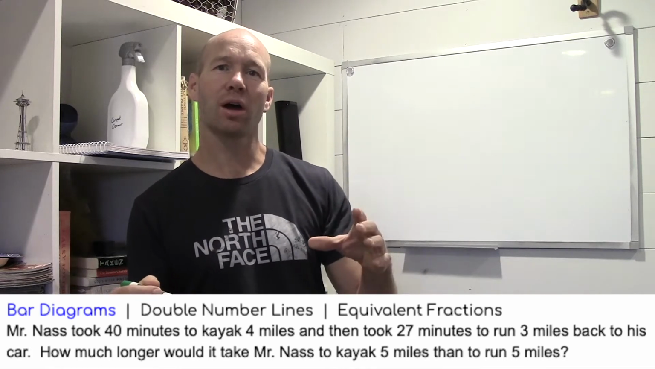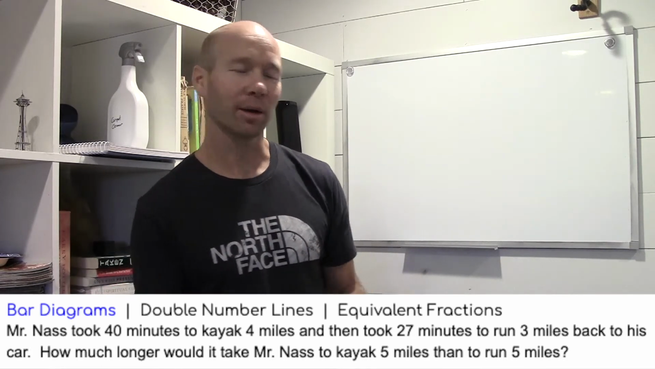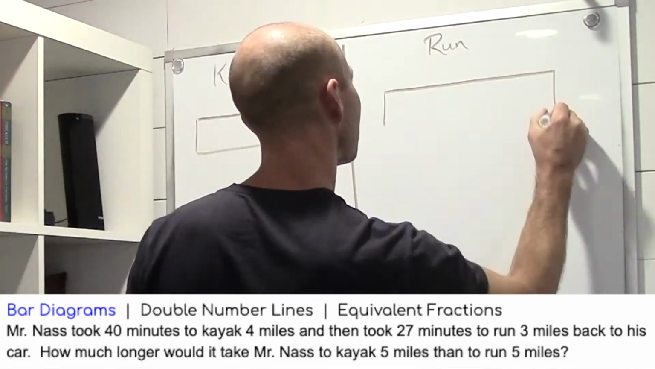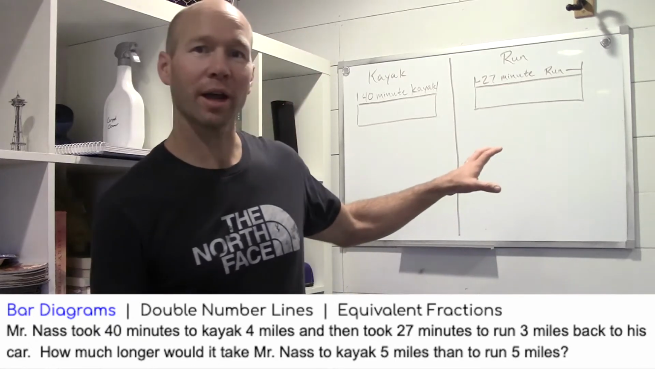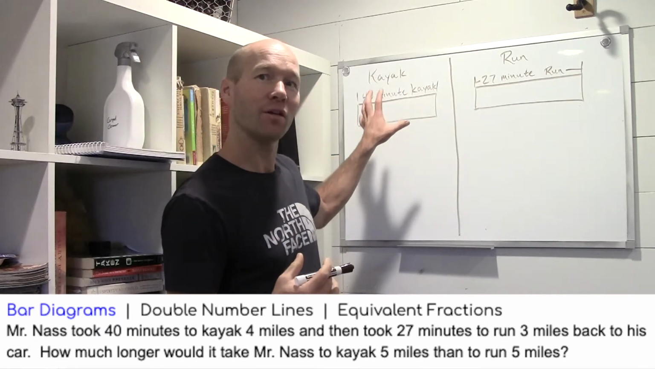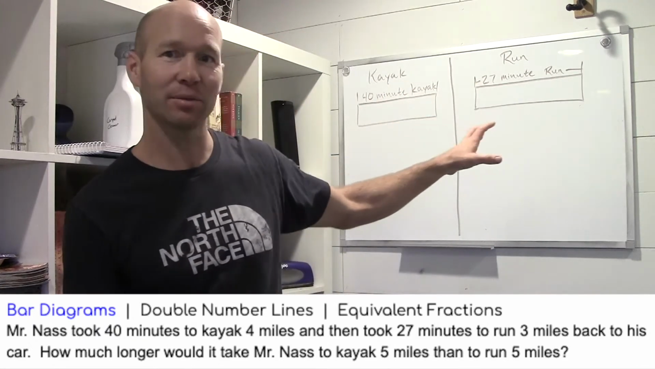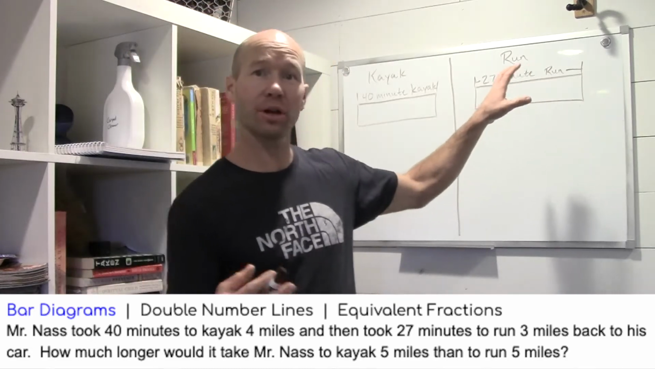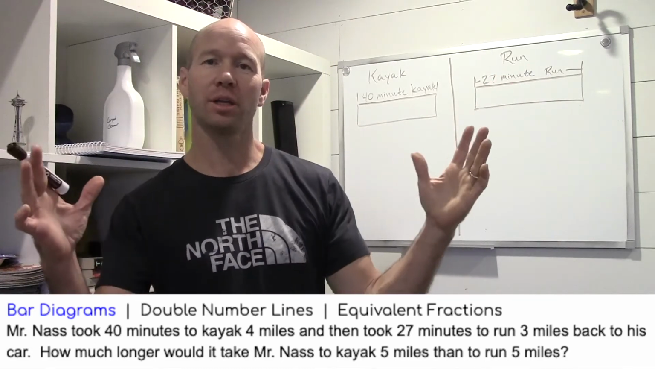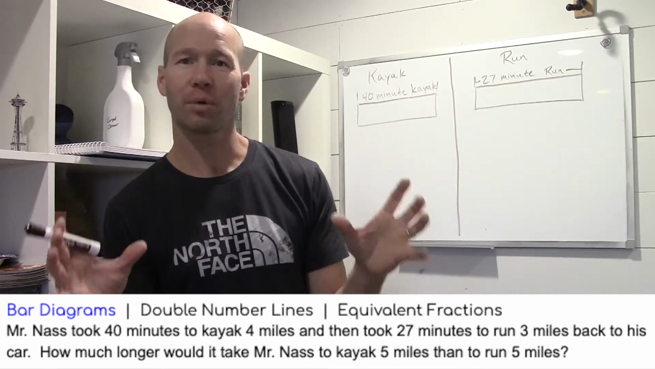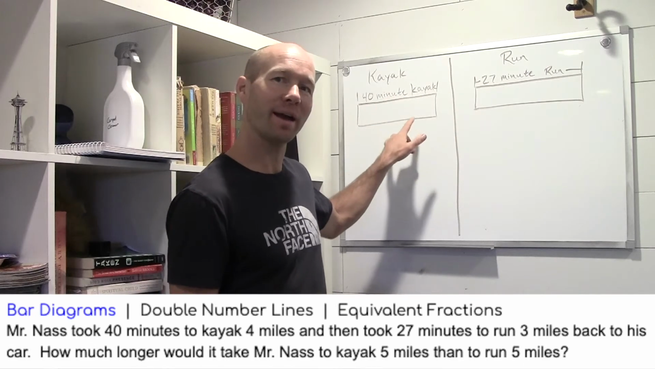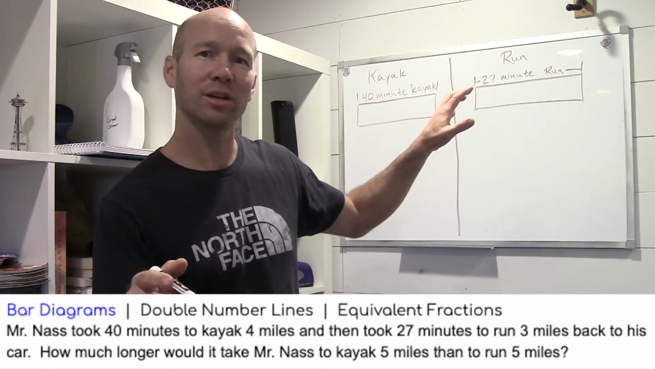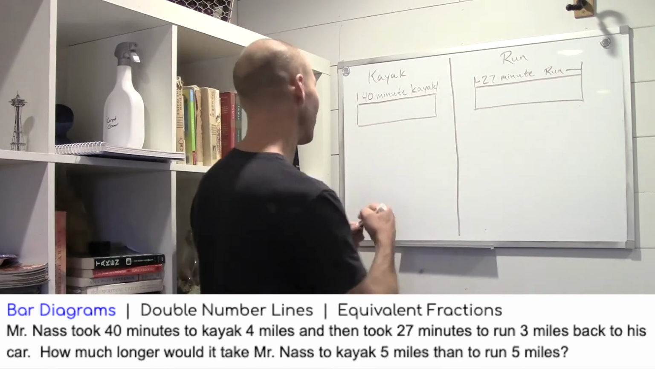Get out your pencil, get out your paper, and draw 2 bar diagrams for me. Alright, so we have created 2 bar diagrams. We've showed that we did a 40-minute kayak down the Titan River, and then a 27-minute run. How many groups are we going to break our bars into? Think about that. Yeah, so the kayak bar, we are going to break that into 4 pieces.